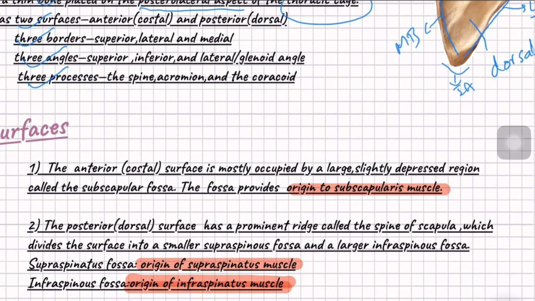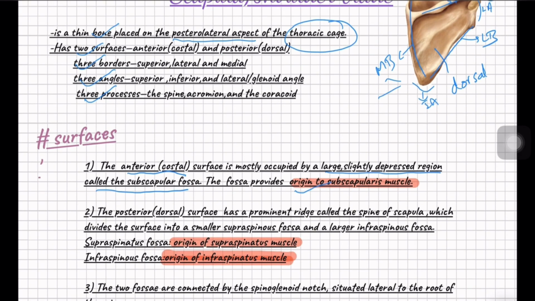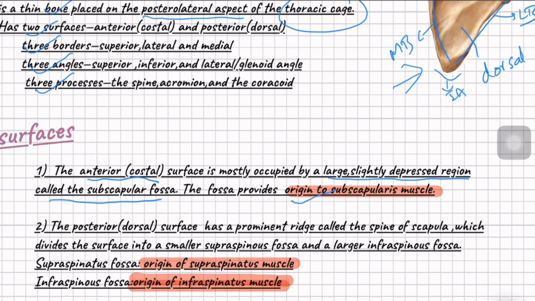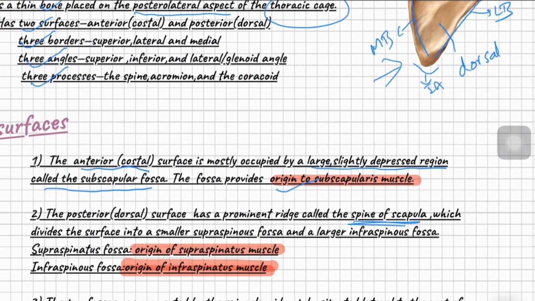Now, talking about the surface, the anterior or costal surface is mostly occupied by a large slightly depressed region called the subscapular fossa. The fossa provides origin to the subscapularis muscle. Now talking about the posterior surface, it has a prominent ridge which is called the spine of the scapula, which divides the surface into a smaller supraspinous fossa and a larger infraspinous fossa.